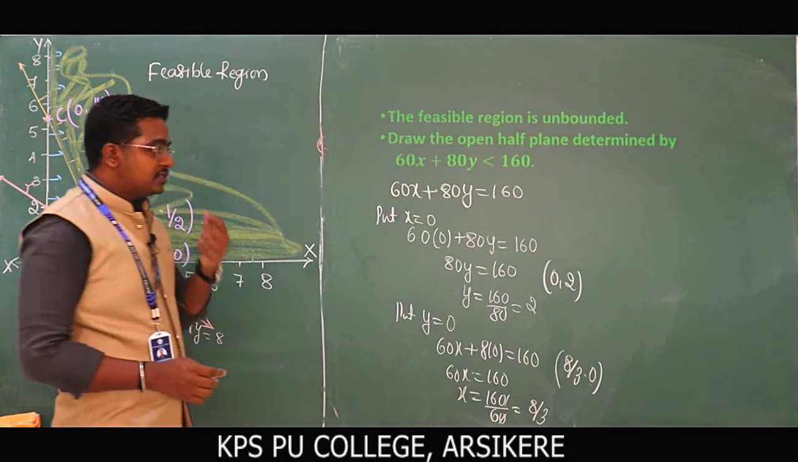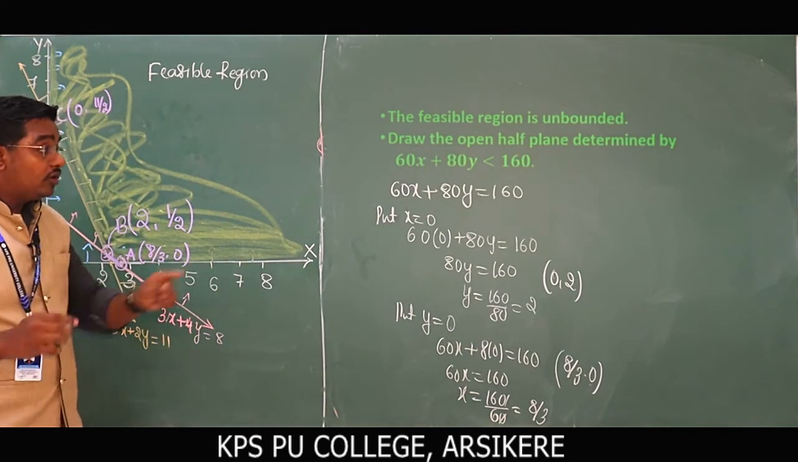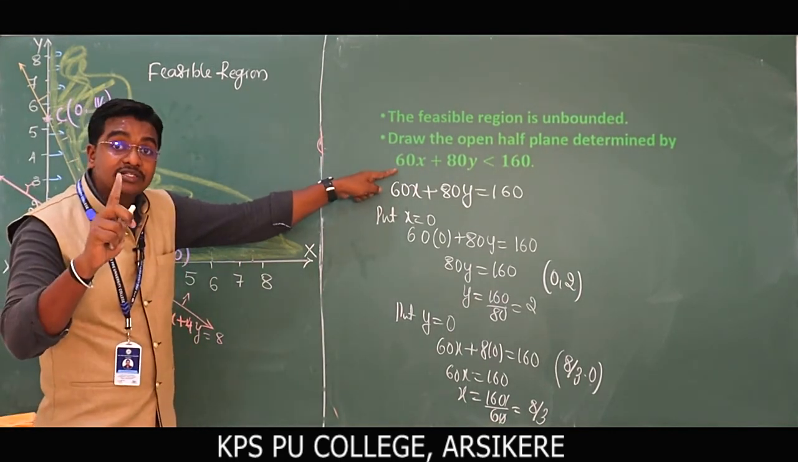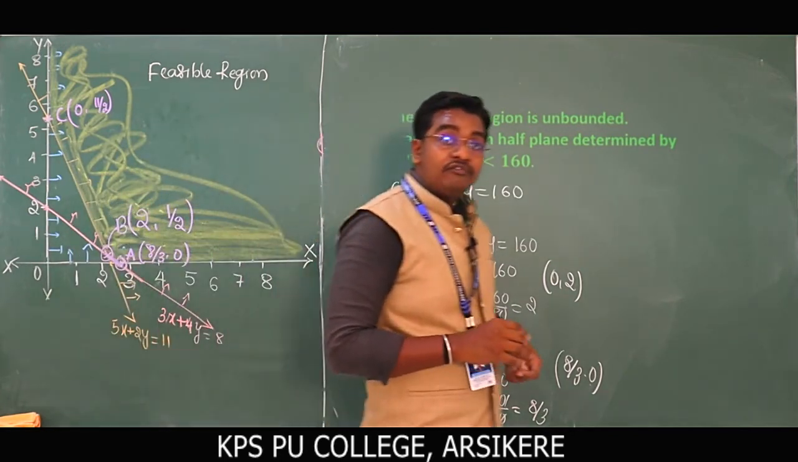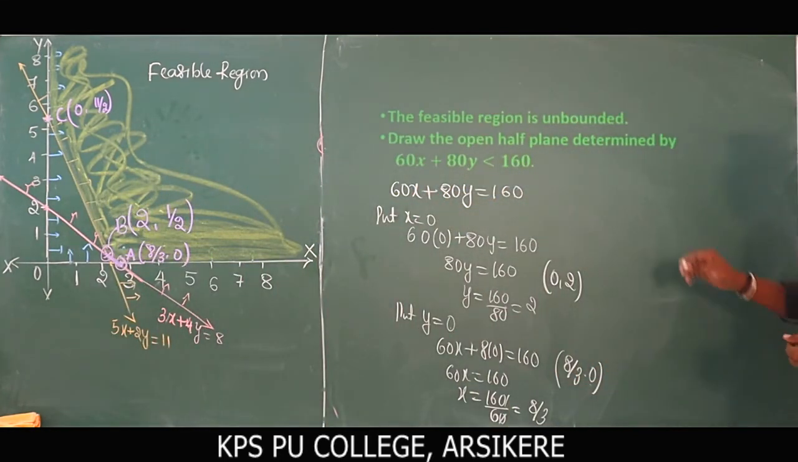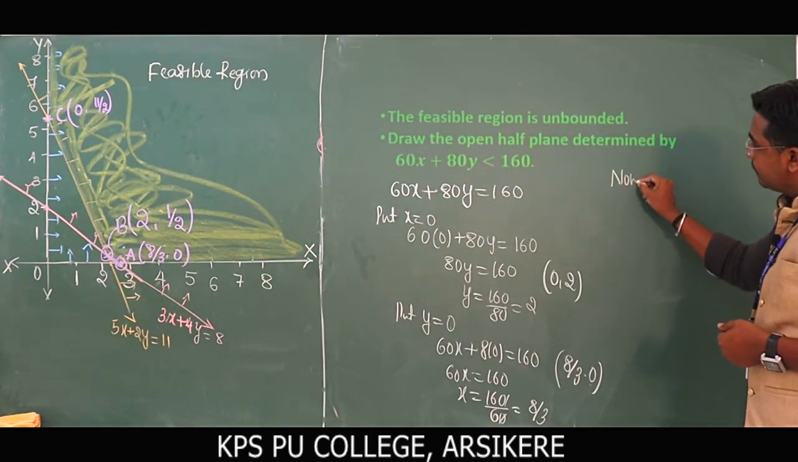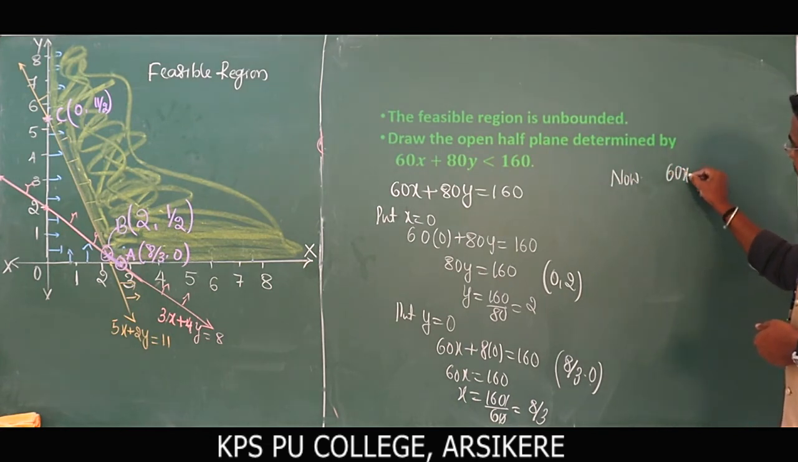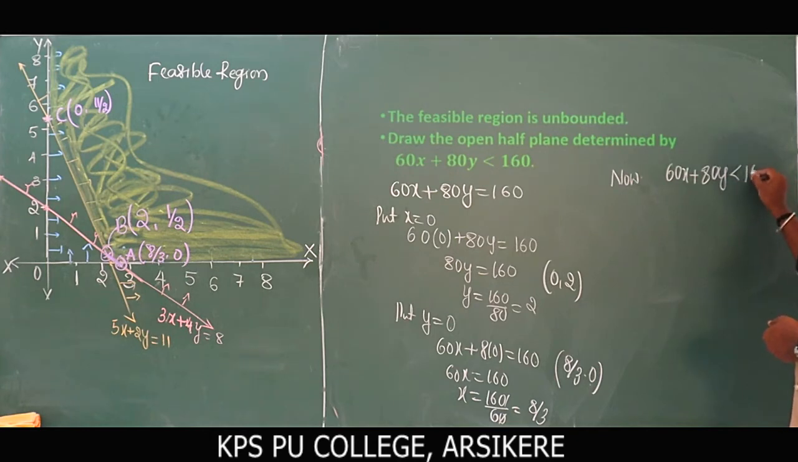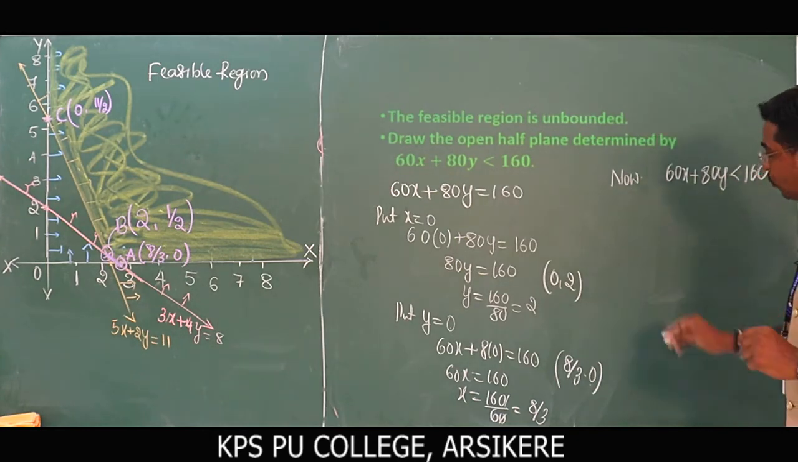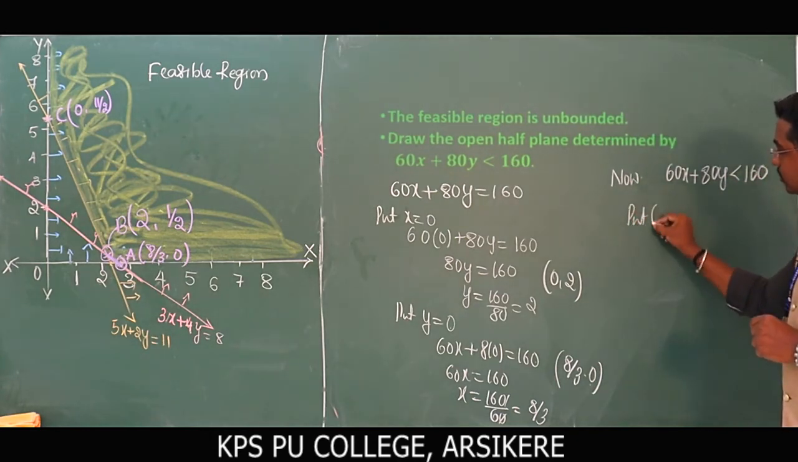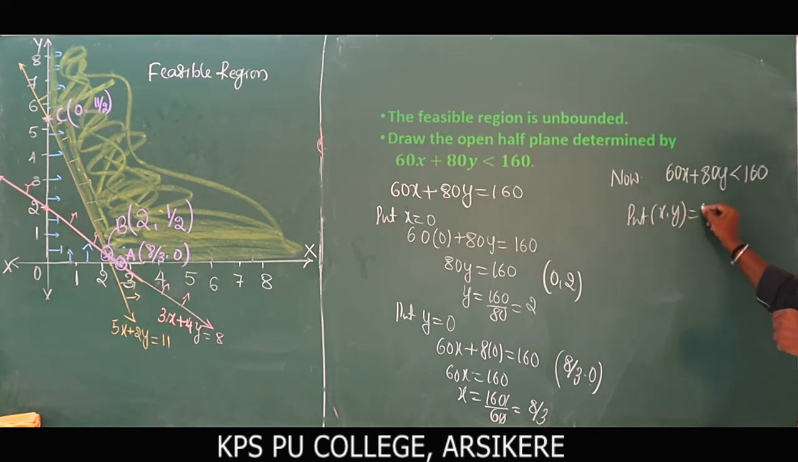8 by 3, 0. We cannot stop here, because we have to check whether the solution region is towards the origin or away from the origin. For that purpose, now consider the inequality 60x plus 80y is less than 160. Substitute x is equal to 0 and y is equal to 0. Put x comma y is equal to 0 comma 0.